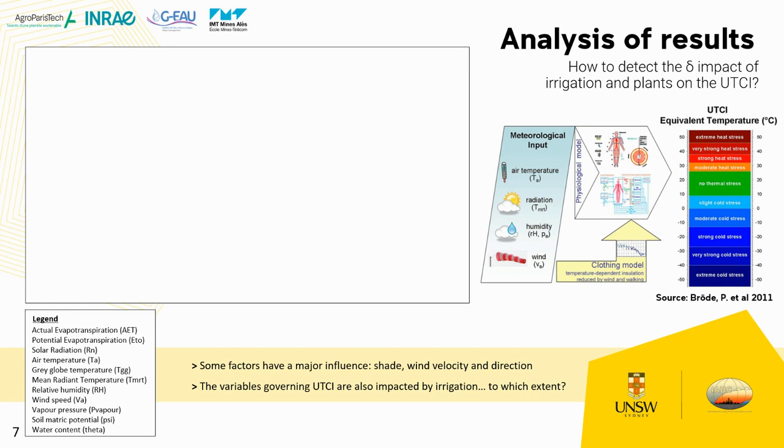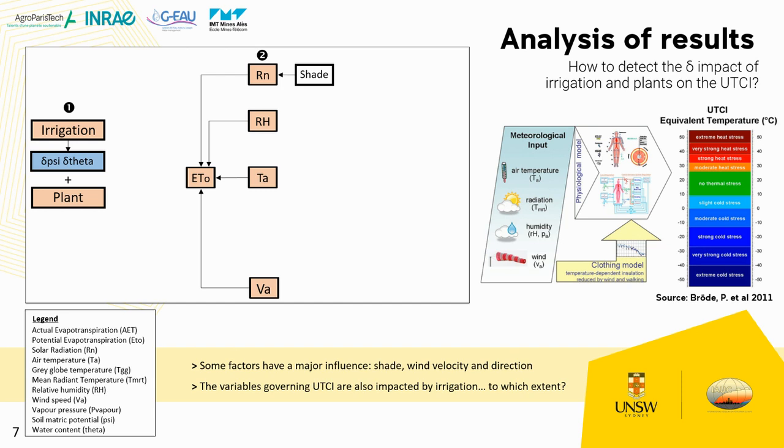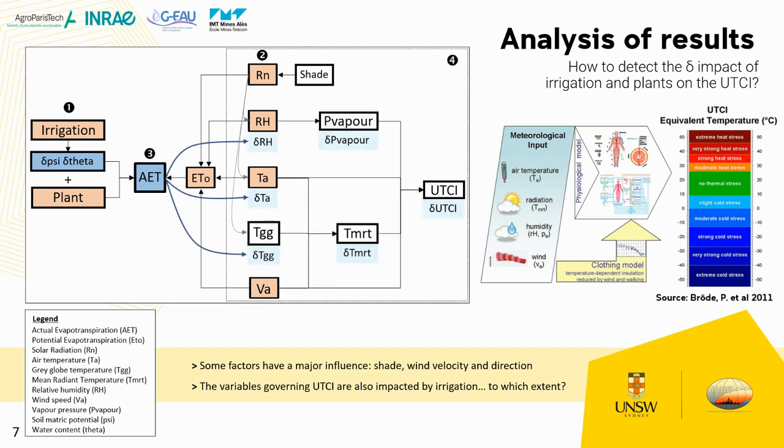So our question is, to which extent? To answer this question, we are verifying that the management of irrigation impacts the characteristics of the soil, and in conjunction with the plant and the climatic demand, will lead to a variation in the evapotranspiration of the system. This evapotranspiration impacts 3 out of the 4 meteorological inputs of the UTCI index. So we impact the relative humidity, the air temperature, and the mean radiant temperature.